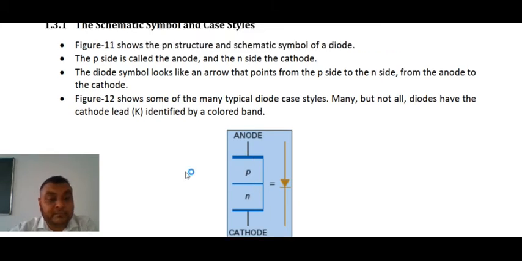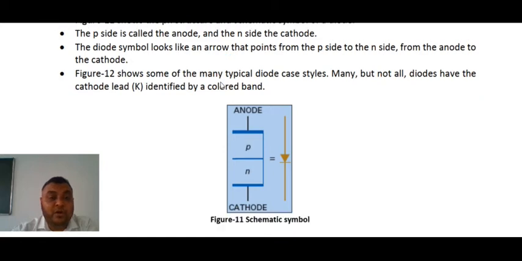Okay, now the P side is called the anode as we discussed and the N side is the cathode, and the diode symbol looks like an arrow that points from the P side to the N side, from the anode to cathode. Okay, now here one more figure, figure number 12, shows some of the many typical diode crystals, many but not all.